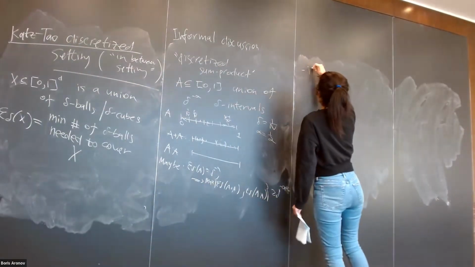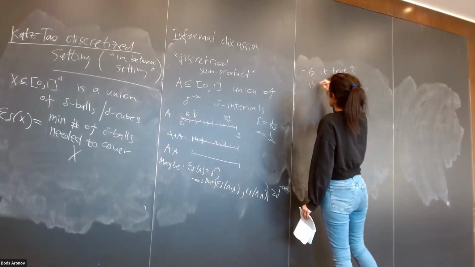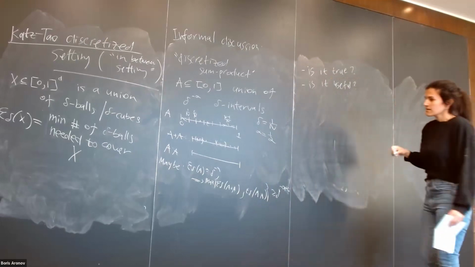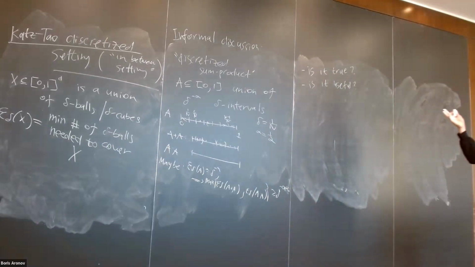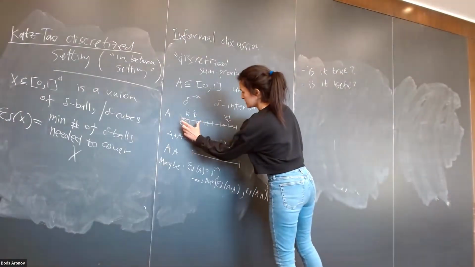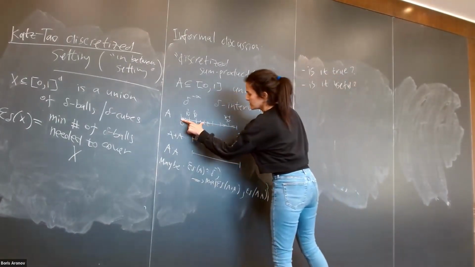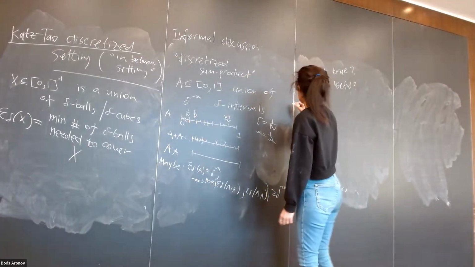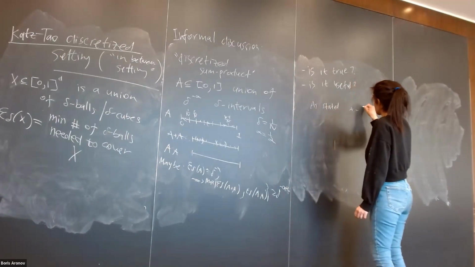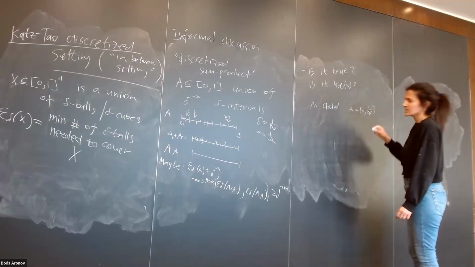And then the question is, first of all, is it true? And is it useful for anything? So it's not true as it is stated. There's a trivial counterexample where we take all the square root n intervals to be as close to 0 as we can. So as stated, A equals the interval [0, 1 over square root n] is a counterexample.